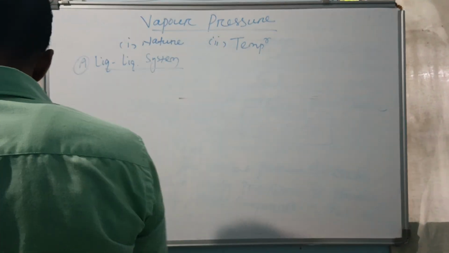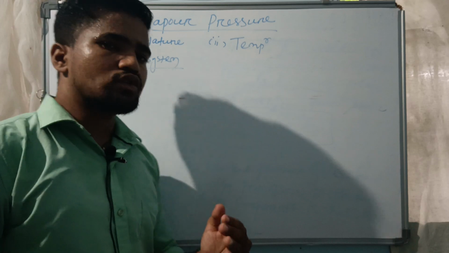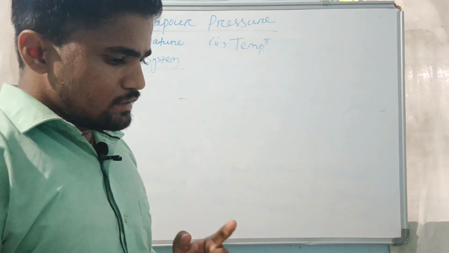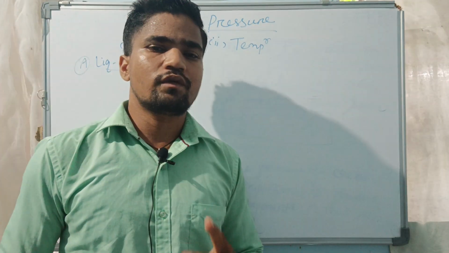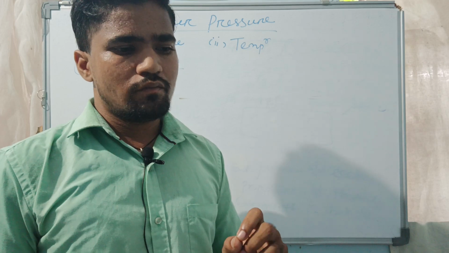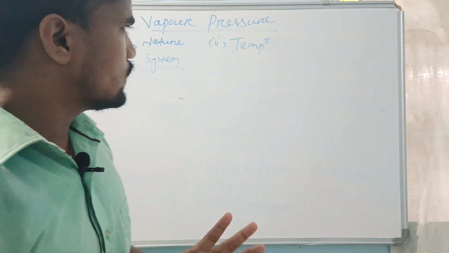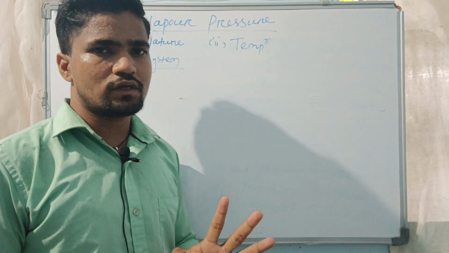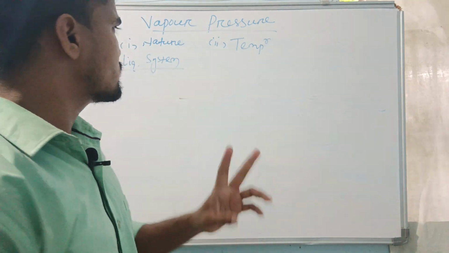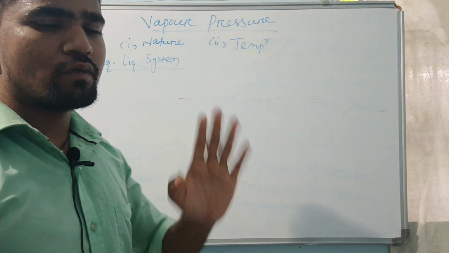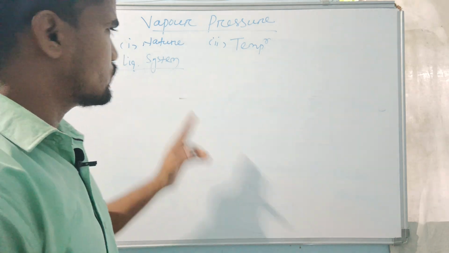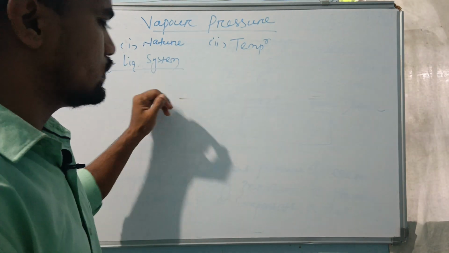So in liquid system, that means the solution is liquid when the solvent is liquid, but the solute may be solid, liquid or gas. We know that solution means solute plus solvent, right? So the solvent must be liquid, but the solute may be solid, liquid or gases. So that is called a liquid solution.